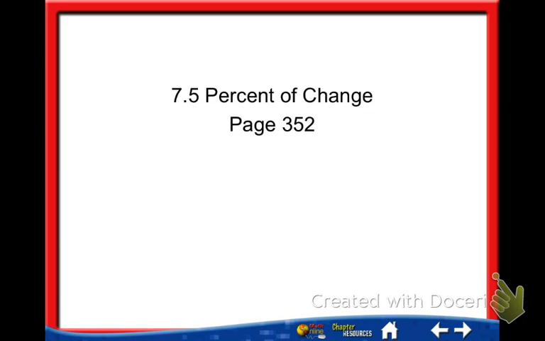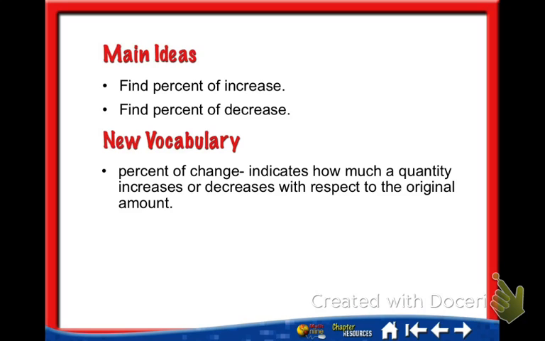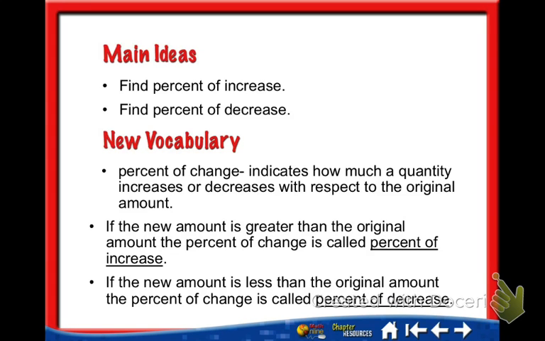Chapter 7, Lesson 5, Percent of Change. You should remember our previous lesson on percent of change when we were working on our Grandparents' Day project. This is continuing from what we already know. Today we're going to find the percent of increase and the percent of decrease. You have three vocabulary words to add to your notes for today.